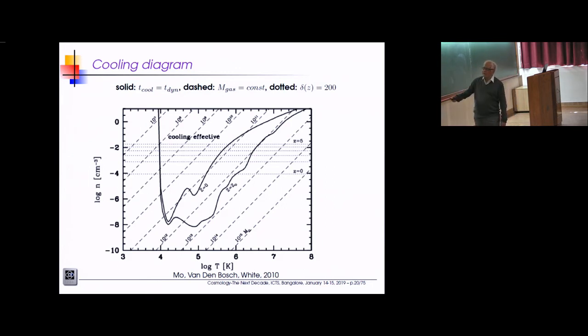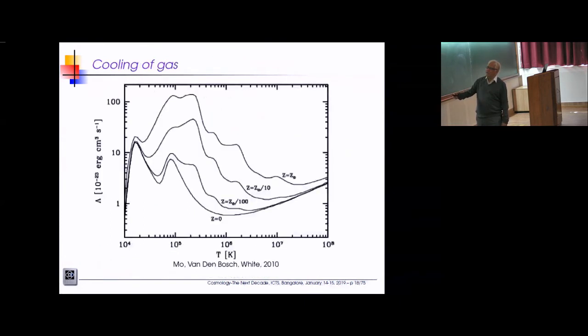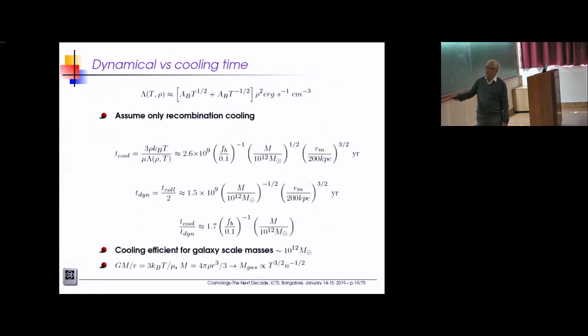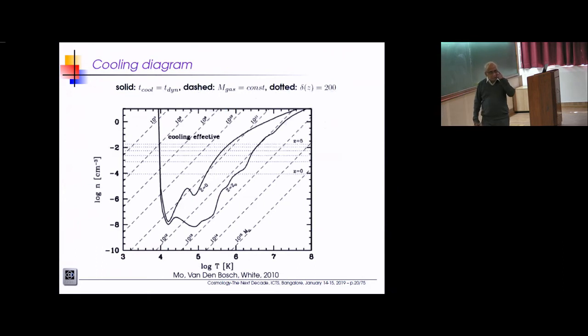So this is the same curve as this, but now drawn as a curve showing equal dynamical and cooling timescale. Now you can read off various interesting things from this. What's also shown in these horizontal lines are the densities that you expect for virialized objects at those redshifts, if they collapsed at those redshifts, roughly. So this is something collapsing at redshift 0, and this is collapsing at redshift 5.